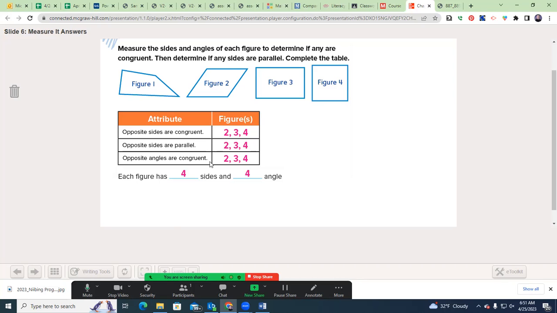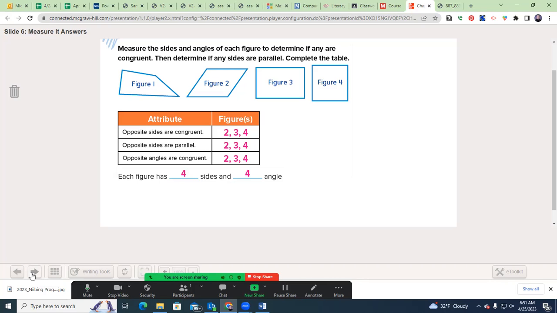So we look at sides and angles. Again, congruent means the same. One thing that is true about all of these: each figure has 4 sides and 4 angles. Now I'd like you to take a minute and make sure you write this in. That's kind of the gist of all of these assignments. Write them in as we go, even when you have to pause the video. Go ahead and pause the video if you need to now.